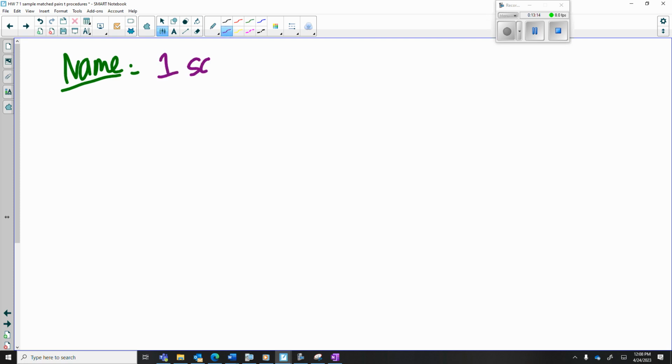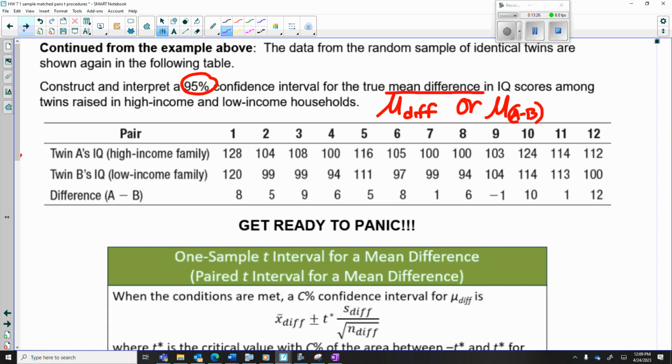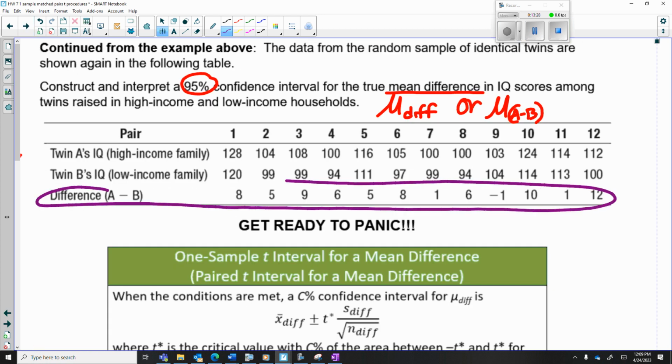It's actually only one sample, even though you guys think it's probably two samples, because we found the difference of the two. It's actually one sample because we're only analyzing this difference row. Since we're only analyzing this difference row, this is actually only one sample of size 12. So this is one sample, this is means.